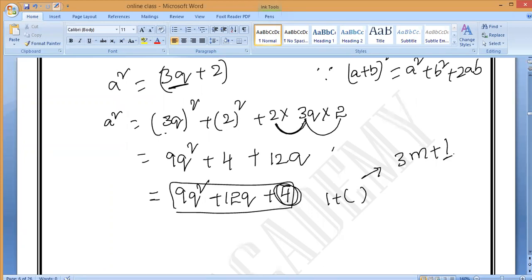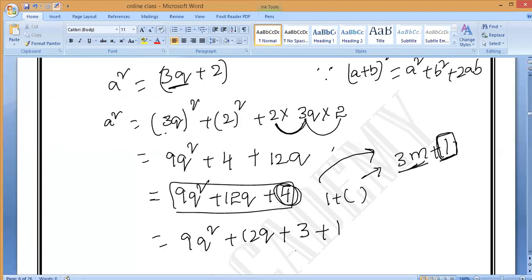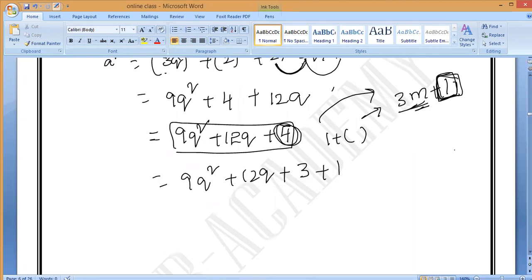Here we want 1 plus 1. Our 3m, here we have to write in the form of 3m. We will take 3 common, so we can take 3 plus 1. Q square plus 12q. 4 write it as 3 plus 1. Do you understand? Yes, ma'am. Because we will take 3 as common.